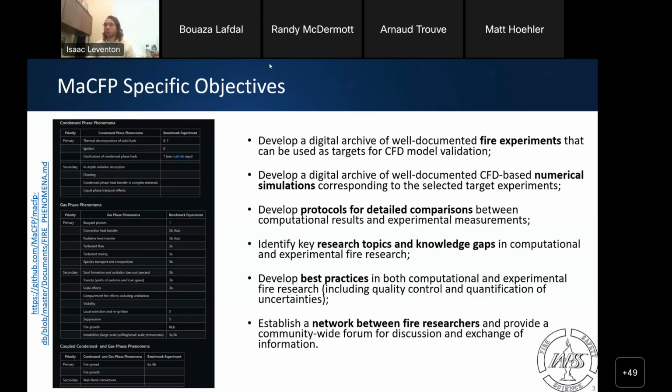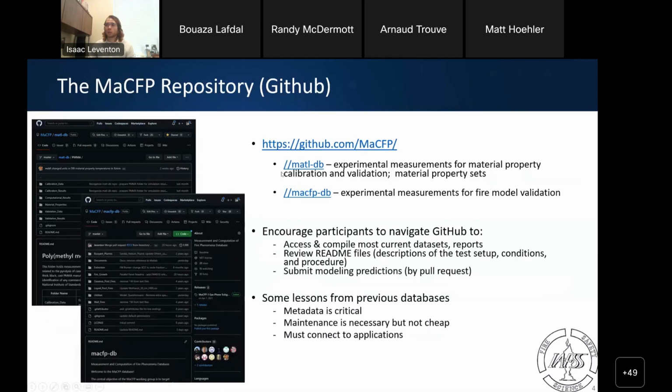To the repo, though, as we move on, all of the information that we're presenting, our experimental measurements, our modeling targets, the results that we predicted, that's available on a well-maintained and archived and version-controlled repository on GitHub that you can find here. There are two main repositories on the MaCFP repo, the solid phase material database and the gas phase MaCFP database. In the solid phase one, you'll find all of our experimental measurements for material property calibration. So when you develop your pyrolysis models, what tests did you run to calibrate them, as well as the material property sets themselves and results of simulation data showing how well they predict behavior of interest.